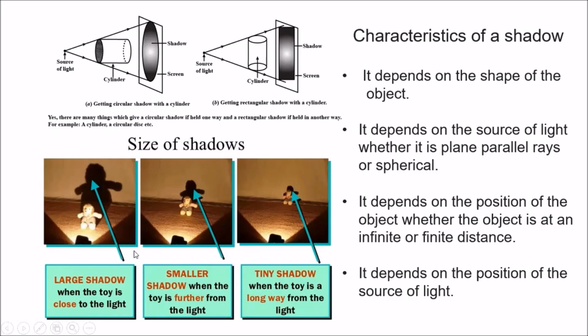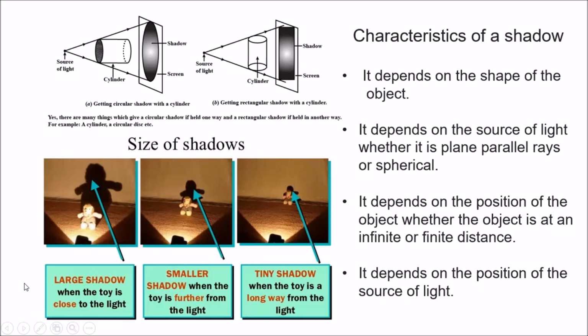If you want to see the size of the shadow, there's a small activity given here. If you keep a toy in front of a torch light, exactly near the source of light, you can see the size of the shadow becomes huge, large. When you take it away, it's a smaller one, and a tiny shadow when the toy is far away from the light source. So you can see if the object is brought near the source of light, the size of the shadow is greater. If it is far away, the size of the shadow decreases.